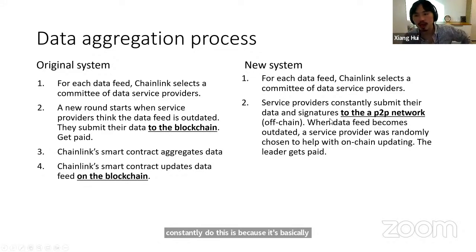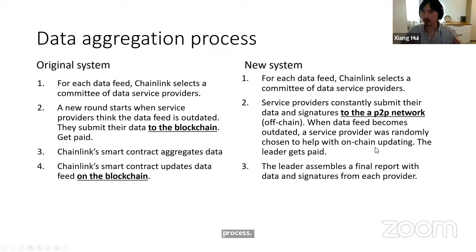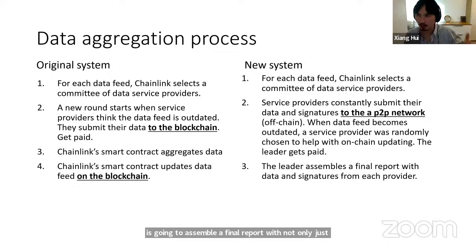Okay? And now when the data feed becomes outdated, with the same criteria, then the service provider will be randomly chosen to help with the on-chain updating process. Okay, now what does the leader do? Well, the leader is going to assemble a final report with not only just the final aggregated data feed, but also all the individual votes with the individual signatures, right? So on the blockchain, there's going to be a record of who voted on what, and the signature makes sure that it's uniquely identifying the person who said these things.